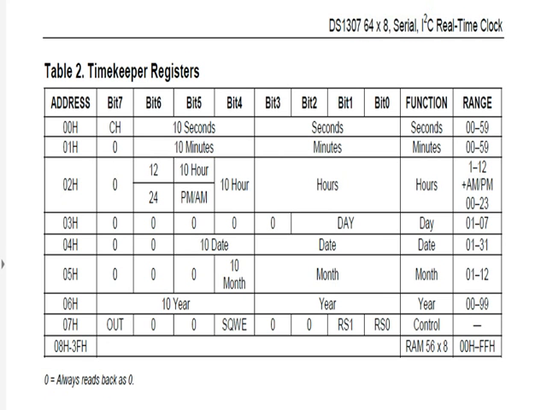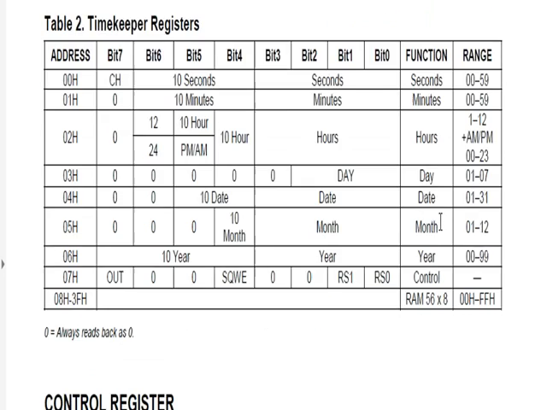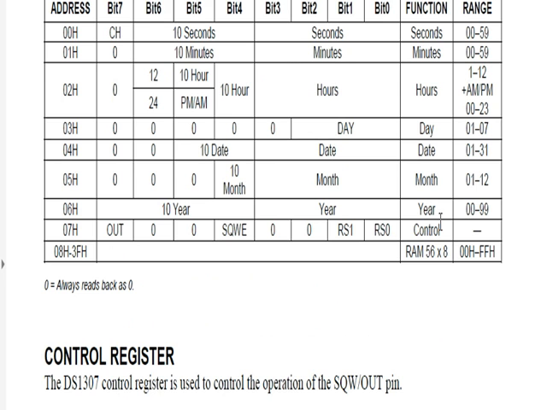You can download the data sheet from the web and search for timekeeper registers in it. So here is the data sheet of the DS1307 with the timekeeper registers. Right here you can see there are 8 registers. These are the addresses of the registers: 00, 01, 02, 03, 04, and here is the function of each register: seconds, minutes, hours, day, date, month, year and control.